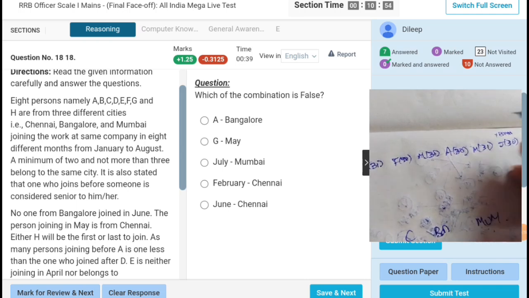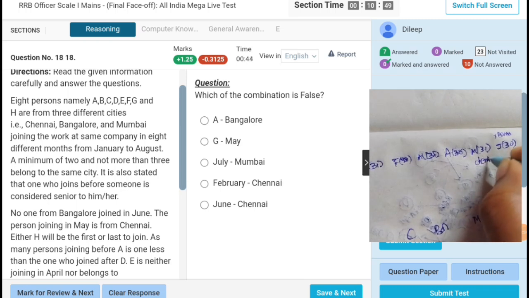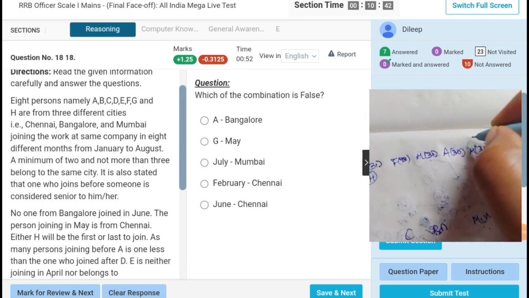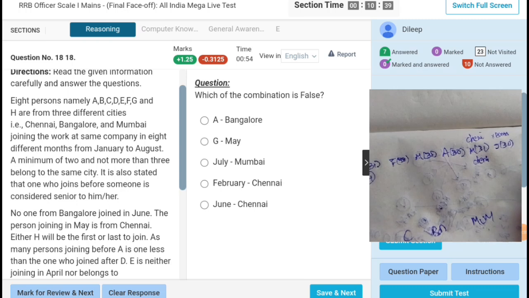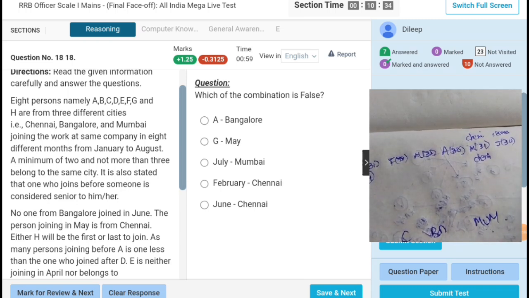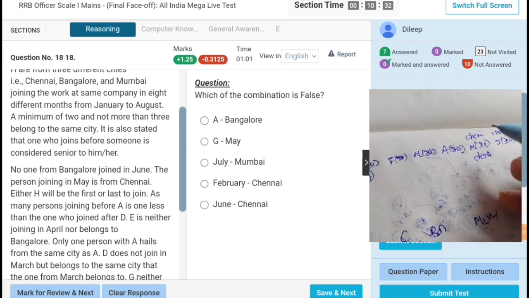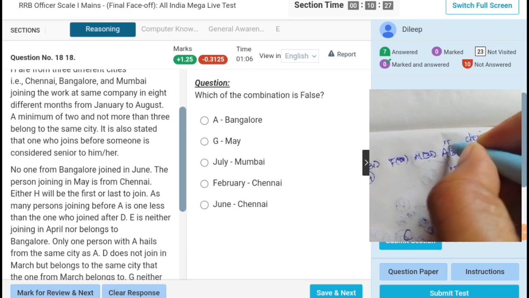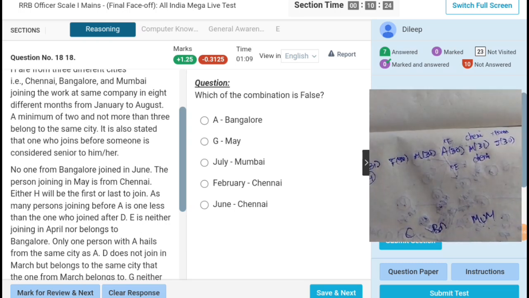The one who is from Chennai. Either H will be the first or last to join. Second possibility: as many persons joining before A is one less than those joining after D. E is neither April nor belongs to Bangalore. Only one person hails from the same city as A.